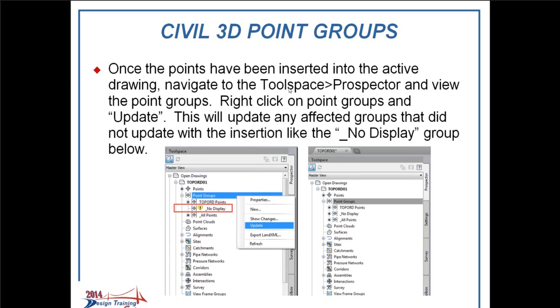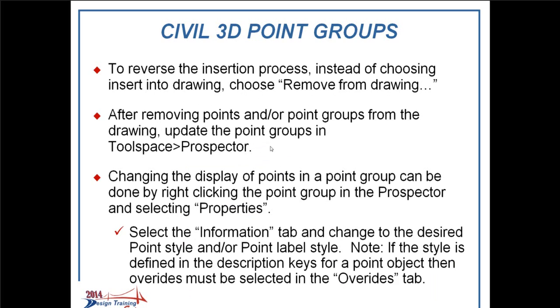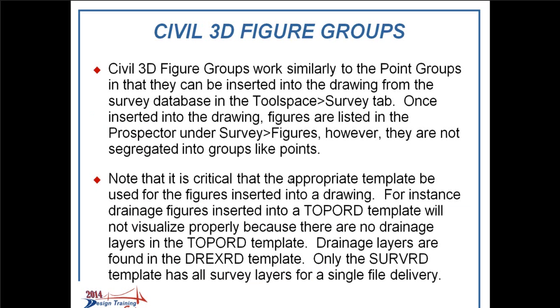Once the points have been inserted into the active drawing, navigate to the tool space Prospector and view the point groups. You can right click to update, and this will affect any groups that did not get updated. And as I said, to reverse the insertion process, instead of choosing insert into drawing, choose remove from drawing. Changing the display of points in a group can be done by right clicking the point group and selecting properties, as another example of what I showed you just a minute ago.